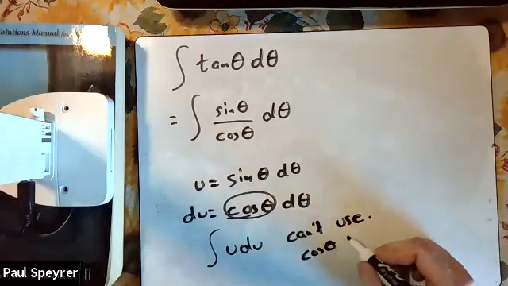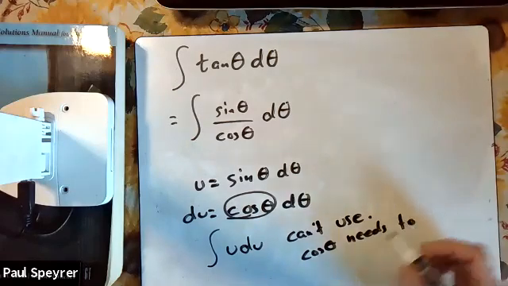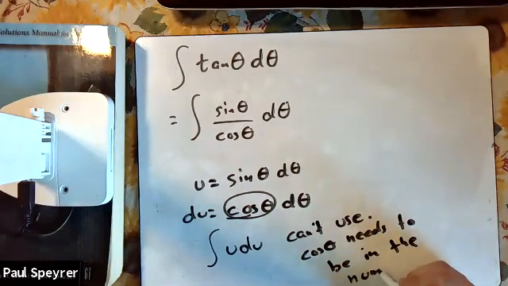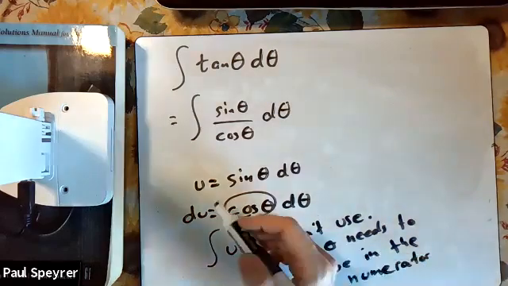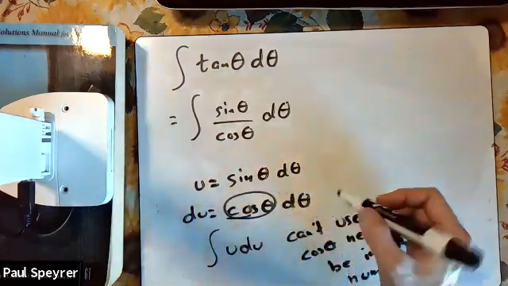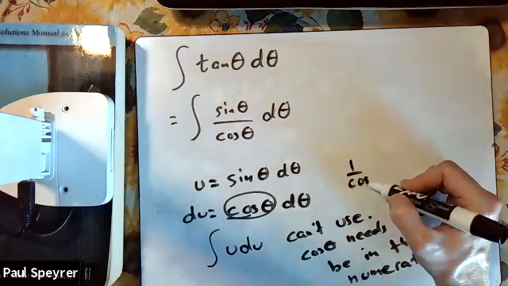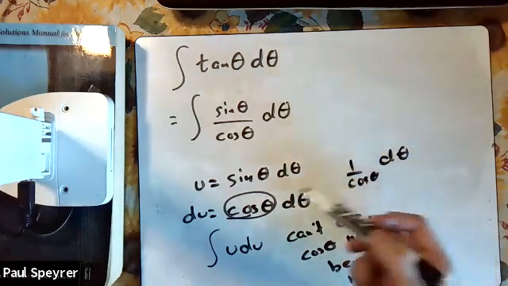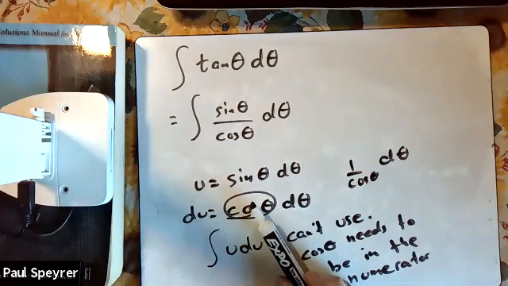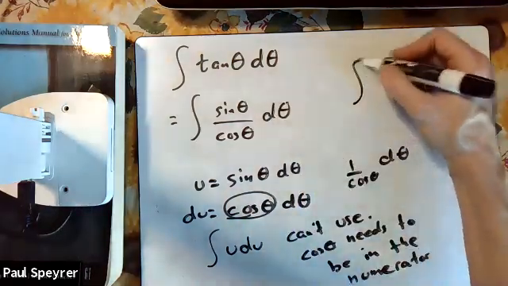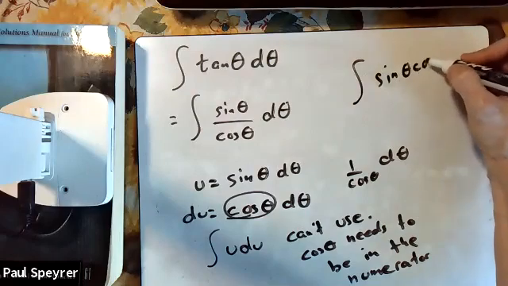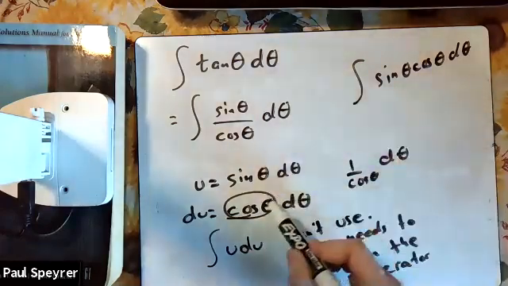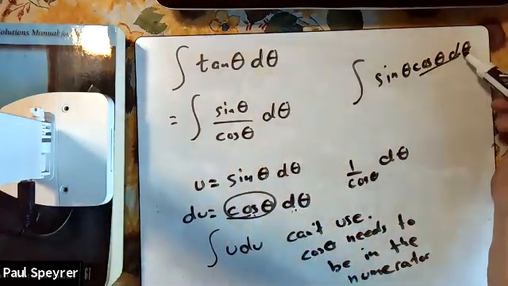Cosine of theta needs to be in the numerator. Now, if you took the derivative of u and somehow this shifted into 1 over cosine of theta d theta, then yeah, we'd be okay right there. But in this case, we're not, because when we took the derivative, the cosine of theta still wound up in the numerator. If your problem was like this, then yes, this would be a perfect u substitution because this cosine and d theta appear in the numerator.